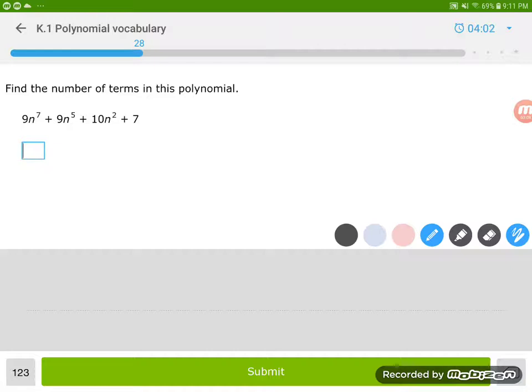Alright, so same deal. Find the number of terms in this polynomial. We're going to go ahead and count them. We have 1 term, 2 terms, 3 terms, and 4 terms. So we're going to have 4 terms in this polynomial.